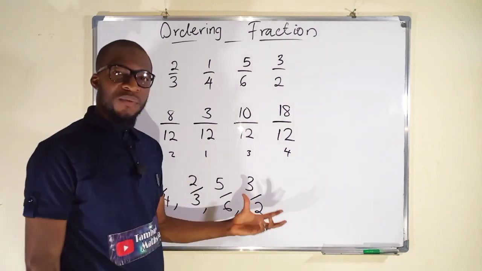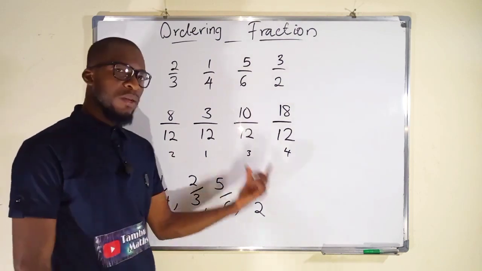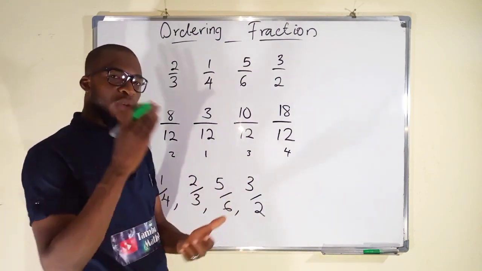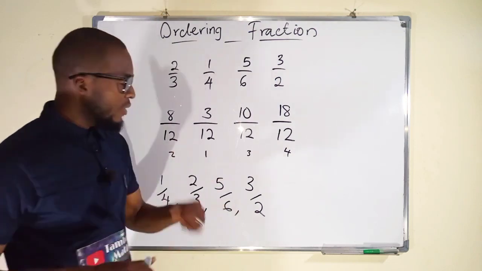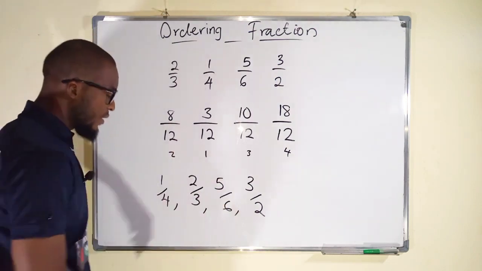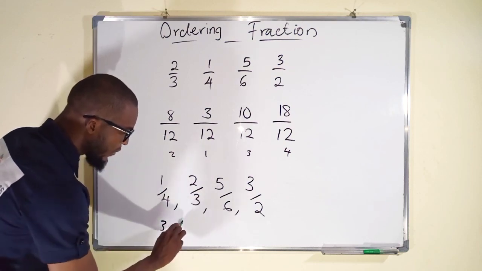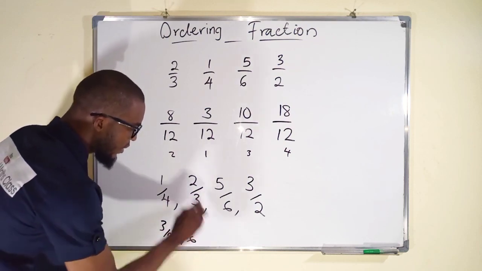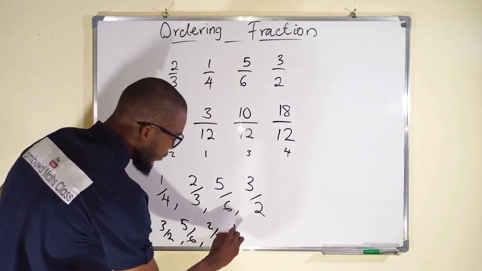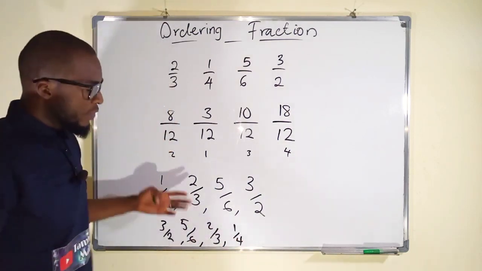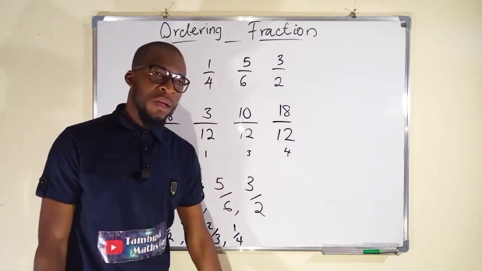So now we have written our fractions in ascending order, from the smallest to the biggest. But if we are talking about descending, we have to start from the biggest to the smallest, written in this form: 3 over 2, followed by 5 over 6, followed by 2 over 3, then lastly 1 over 4. So this is ascending order and this is descending order.